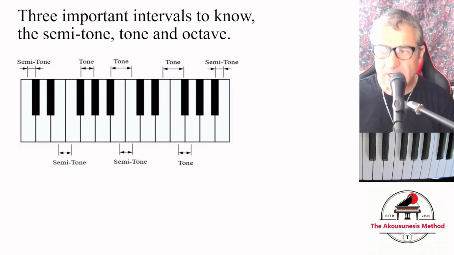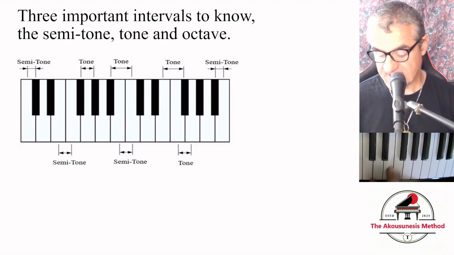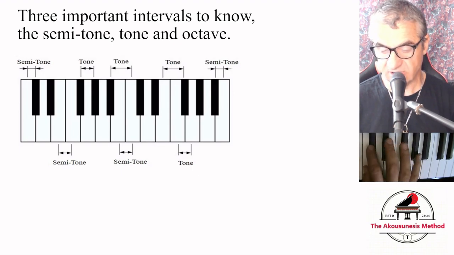A tone always has a note in between. So we can visualise, look at this. So say between C and D we have a tone, C, C sharp, D, because there's a note in the middle, right?